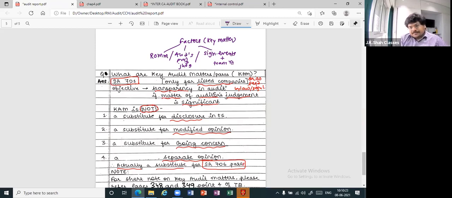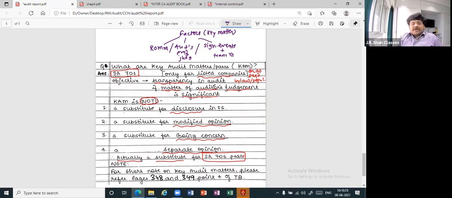All cools? Okay. Thereafter, ultimately important is key audit matters is not four things: not a substitute for disclosures, not a substitute for going concern, not a substitute for modified opinion, and not a separate opinion. They ask you this for 2 marks in the examination, correct, incorrect. But can you tell me that it is a substitute for what? Correct. It is actually not a substitute for paragraph 706.